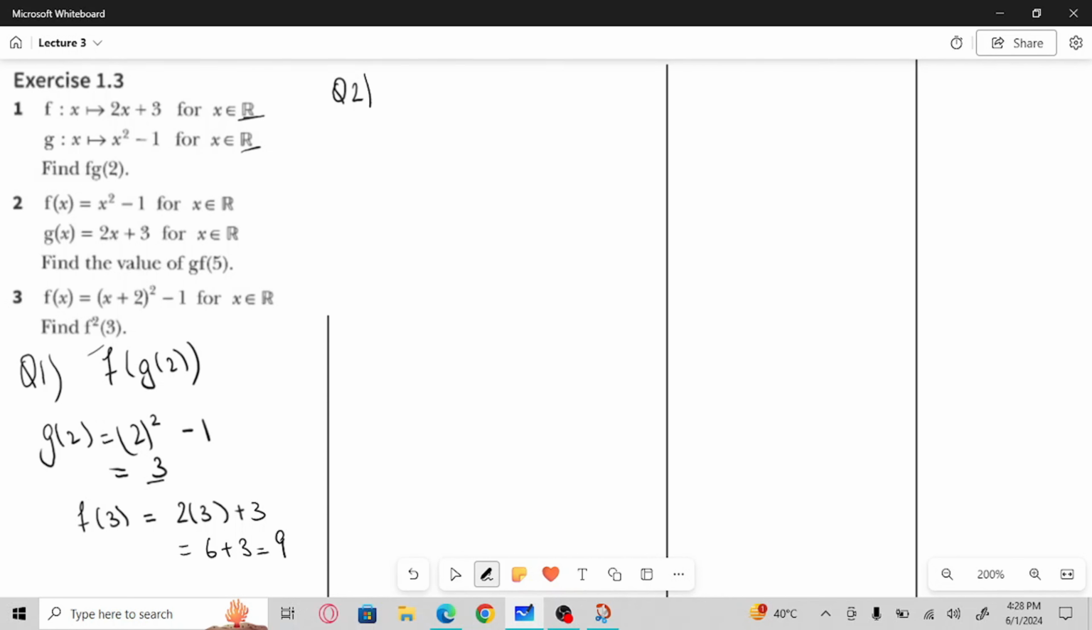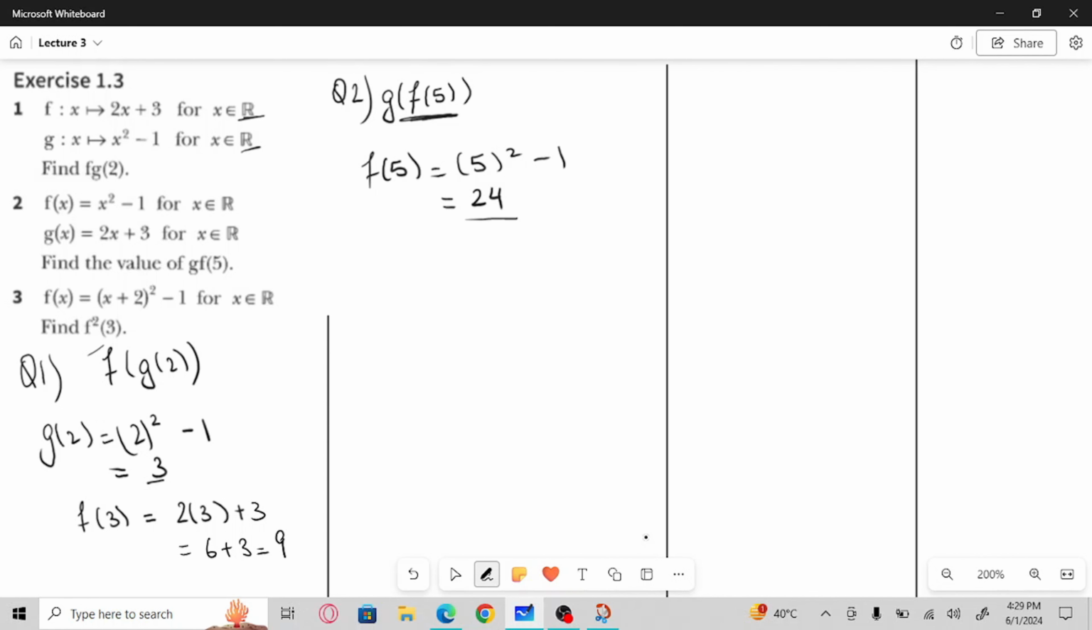On to question number 2. What question number 2 demands is similar to what we have done previously. x squared minus 1 is the function f, while 2x plus 3 is the function g, and we have to find the value of the function g if it has been input the value of f of 5. Again, first we have to break it apart. First we find f of 5, which is equal to 5 squared minus 1, which is equal to 24. And if you don't know how to do this, learn addition and subtraction.